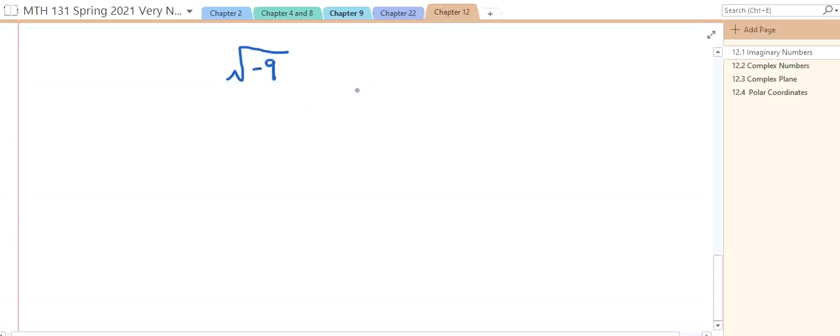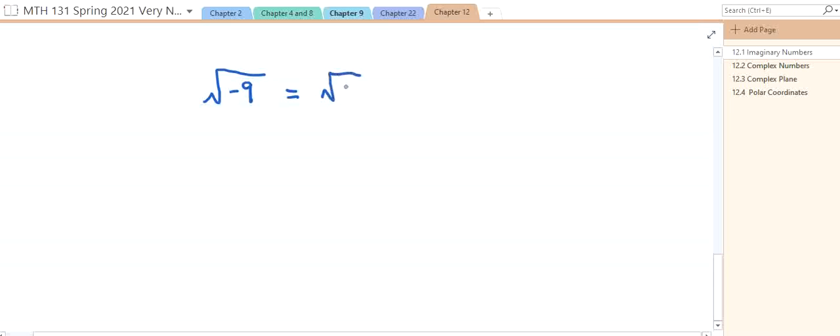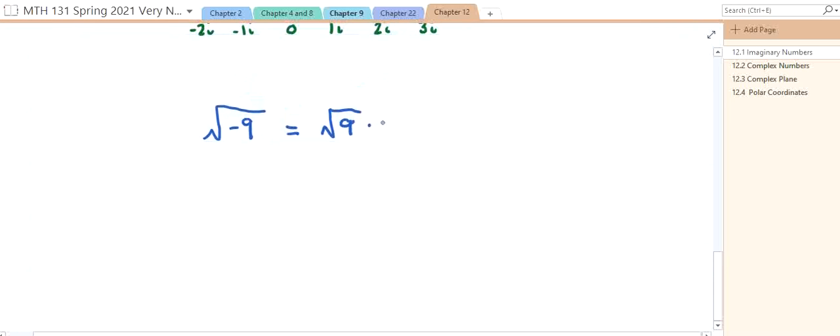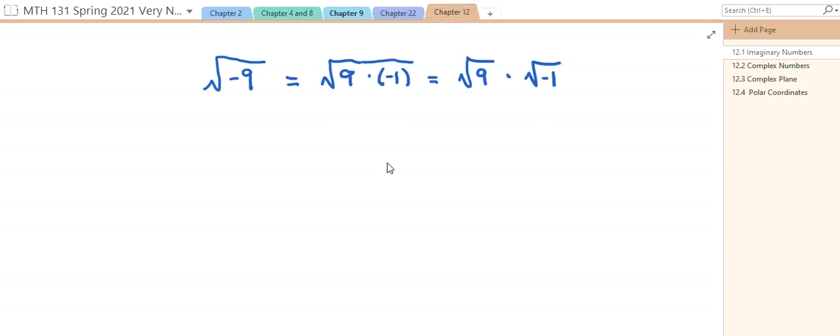If you think about it, there are no two real numbers that you can multiply together to get minus 9. But we could turn this into the square root of 9 times minus 1, which equals the square root of 9 times the square root of minus 1. Again, taking the principal root of the square root of 9, this equals 3 times the square root of minus 1, which as we said before equals i, so this equals 3i.